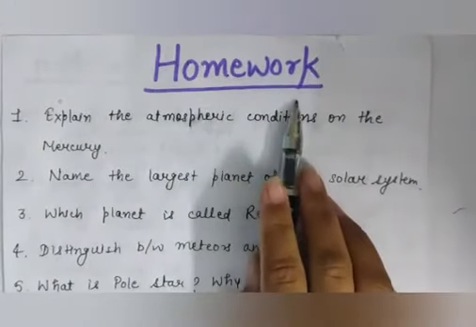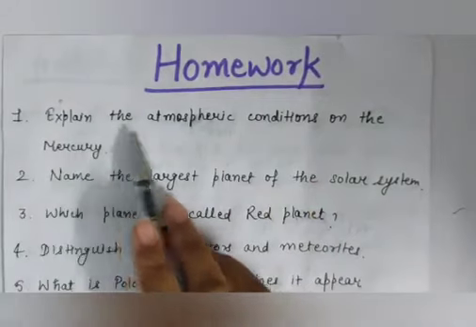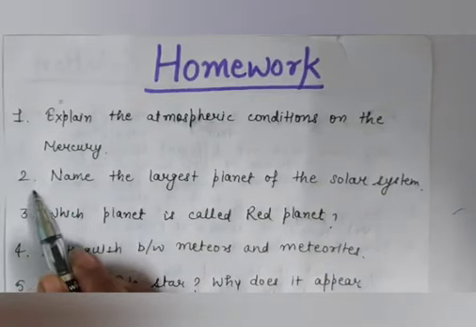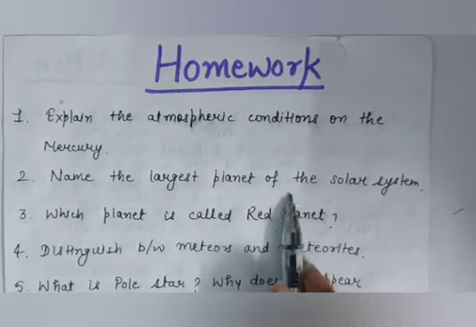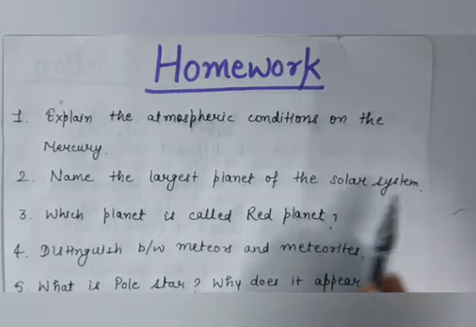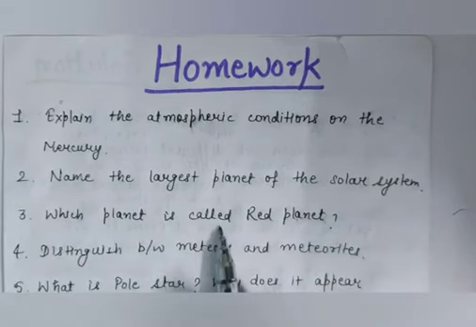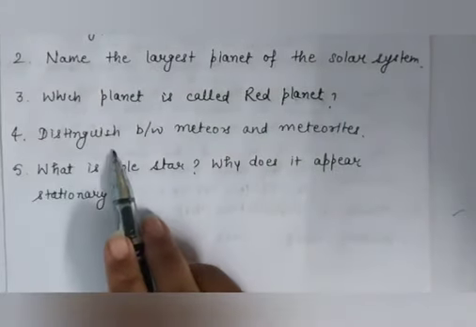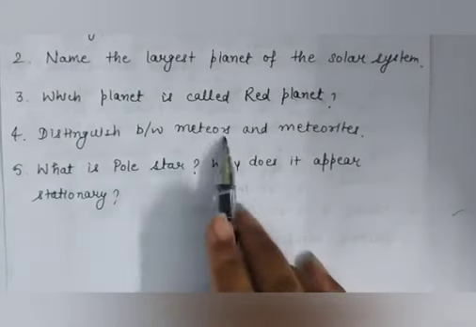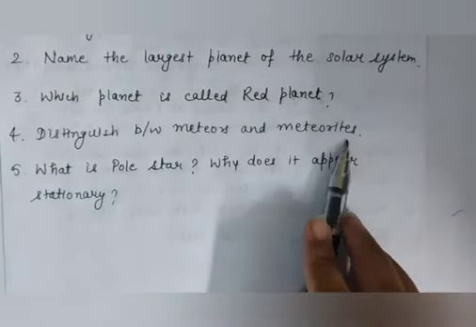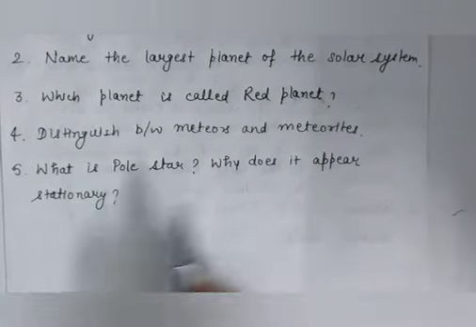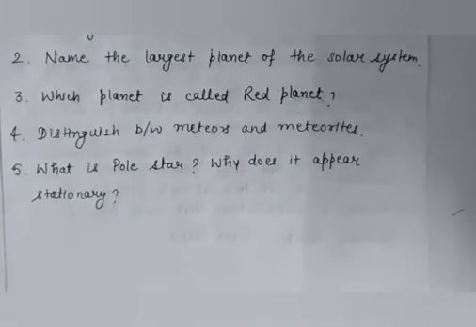Students, this is your today's homework. Question number 1, explain the atmospheric conditions on Mercury. Second question, name the largest planet of the solar system. Question number 3, which planet is called the red planet? Question number 4, distinguish between meteors and meteorites. Question number 5, what is the pole star? Why does it appear stationary? So these are 5 questions you have to do in your fair notebook today.